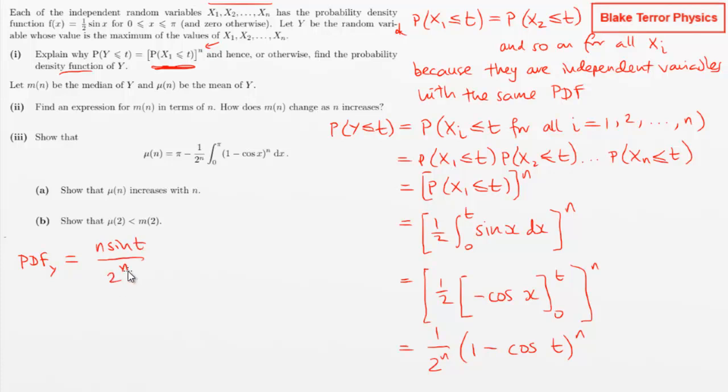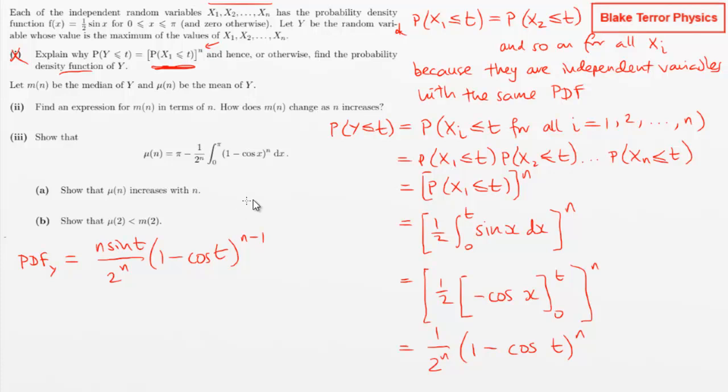Then I'm going to divide by the 2 to the n, and then I'll have a 1 minus cos t to the n minus 1. Okay, happy days. Let m of n be the median of y and mu of n be the mean of y. Find an expression for m of n, the median, in terms of n. How does m of n change as n increases?